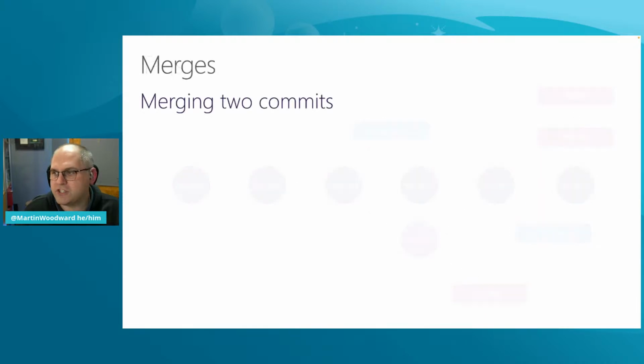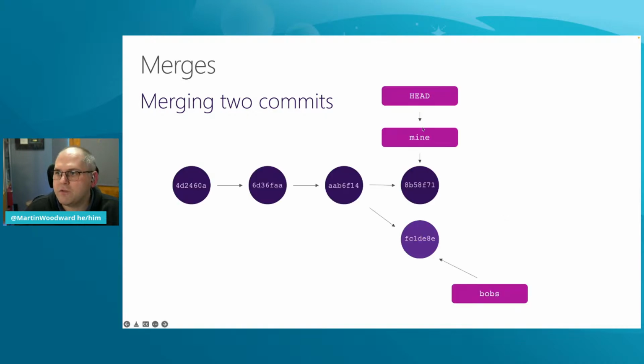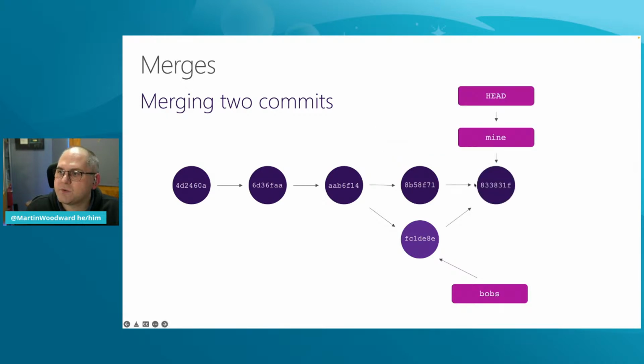So when you're merging, you're merging two commits. You've got Bob's and mine. And what you want to do is bring those changes together into a new commit. So mine is currently pointing here, Bob's is currently here. When we merge them together, we're going to get a brand new point in time where those changes have been merged. That's what happens normally, and you get what's called a merge commit.